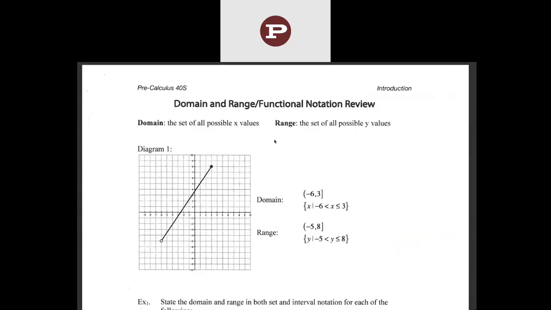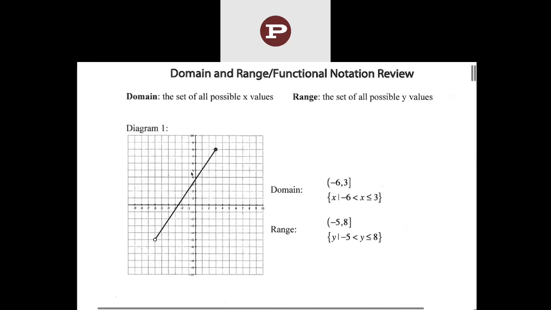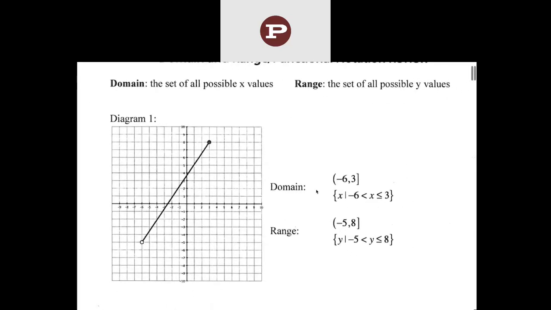So this is domain and range along with functional notation. Domain and range should be fairly fresh in your memory, so we'll go fairly quickly here. An example like this, just a reminder that domain is all your x values and range is all your y values. Try to treat them as two separate questions.